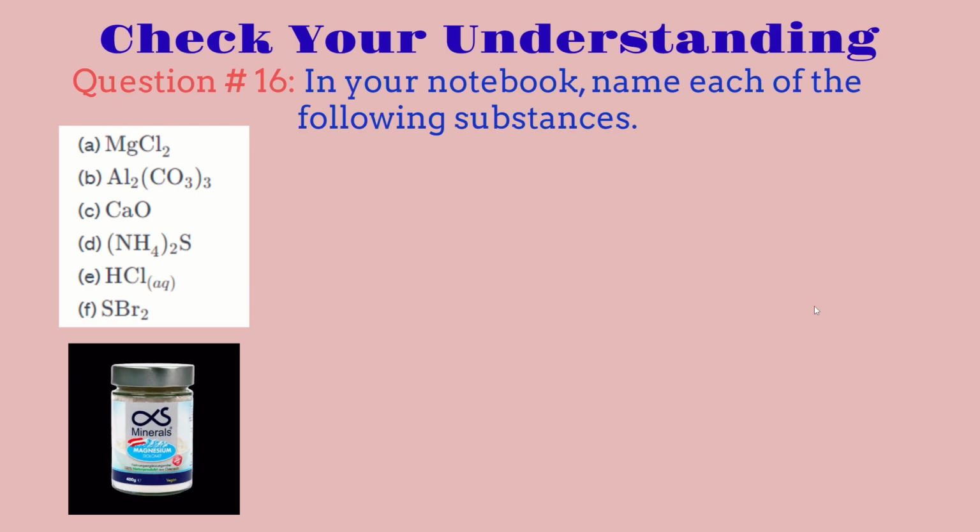For the third one, we have CaO. For the fourth one, we have (NH4)2S. And for the next one, we have HCl, and for the last one, we have SBr2.